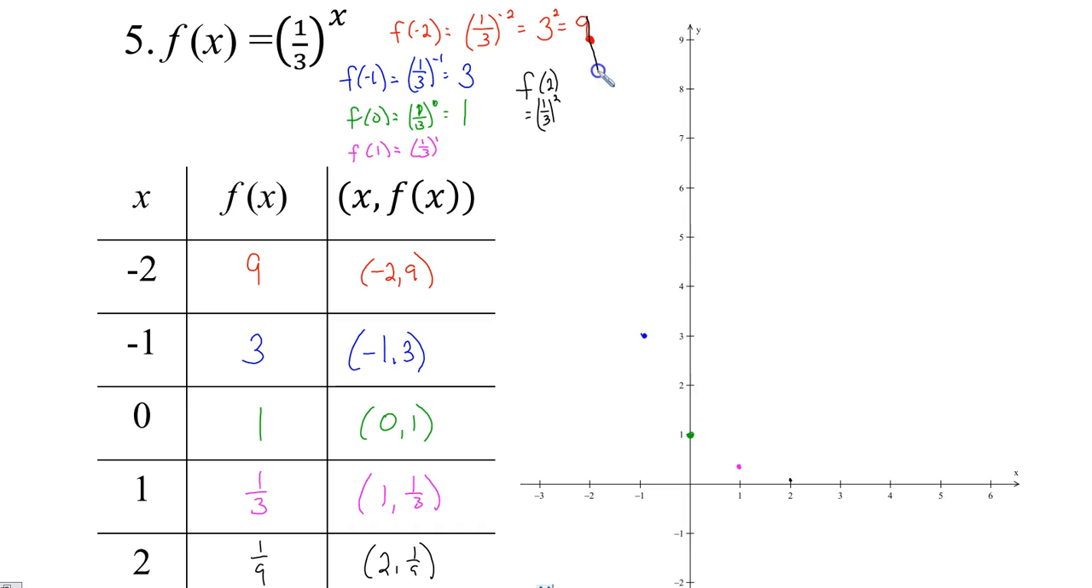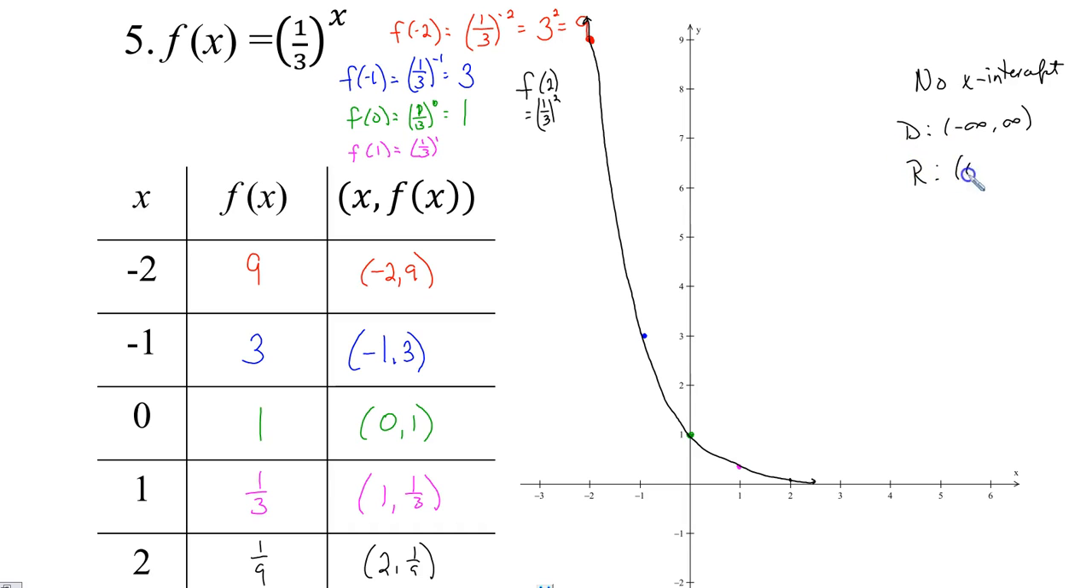So when I connect these points by my nice little curve here, they're going to come down and get very close to this axis, but they are not going to cross it. It doesn't turn around and go back up, and it doesn't cross this. So again, no x-intercept and no negative values. So the domain is still negative infinity to positive infinity, and the range is still 0 to positive infinity. Notice no square bracket because it doesn't actually get to 0.